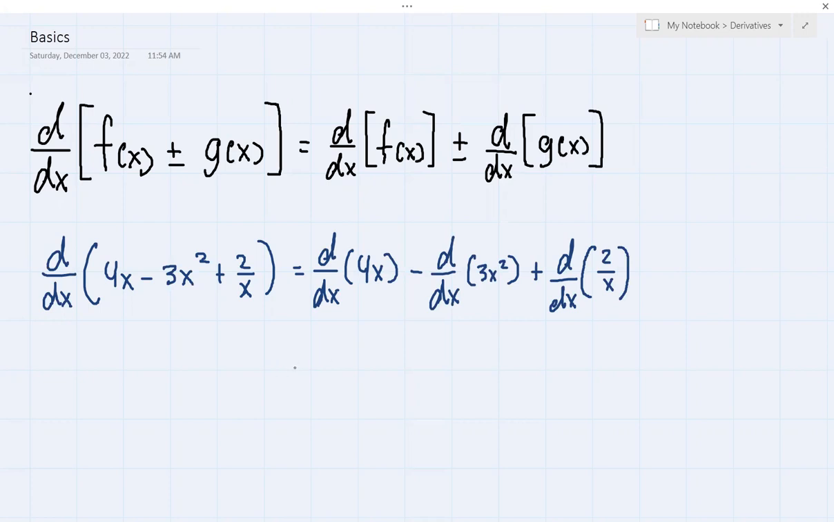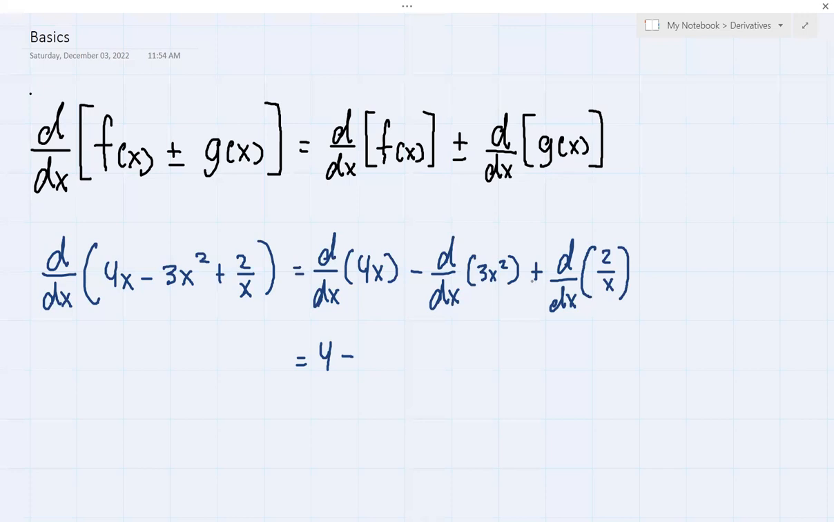Ayan. So, let's start first with the first term, si 4x. Anong derivative ng 4x? Remember yung second rule na tinuro ko nung first part? Derivative of a term na may constant at x. Anong sagot? Ay yung constant mismo, di ba? So therefore, anong derivative ng 4x? The answer is 4. Okay?